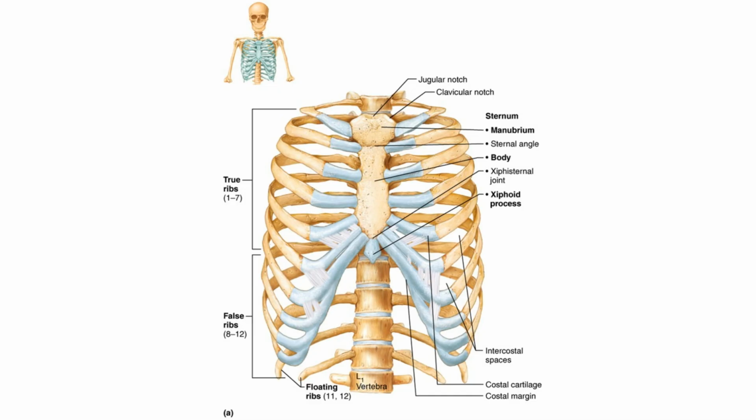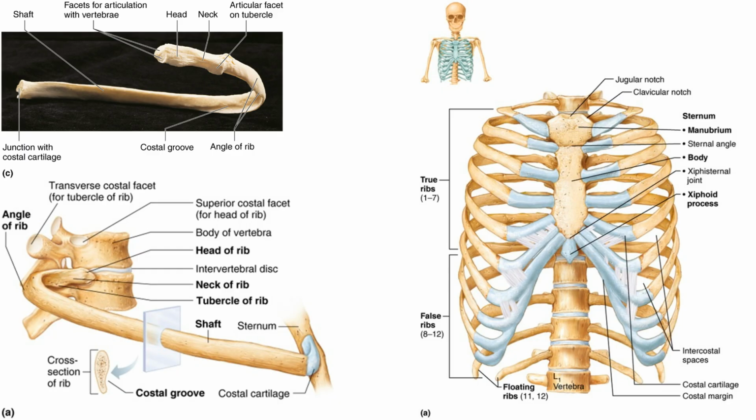The thoracic cage. Sternum. Manubrium, articulates with the clavicle. Xiphoid process, inferior end made of hyaline cartilage in children, but ossified in adults. Jugular notch. Sternal angle, between body and manubrium. Body. Ribs. Tubercle, inferior. Costal groove, depression along the inferior side.